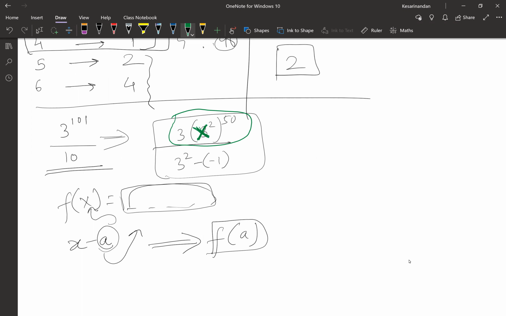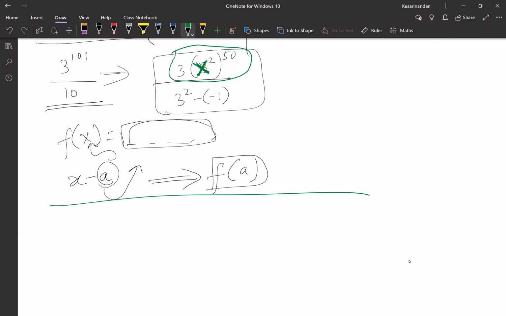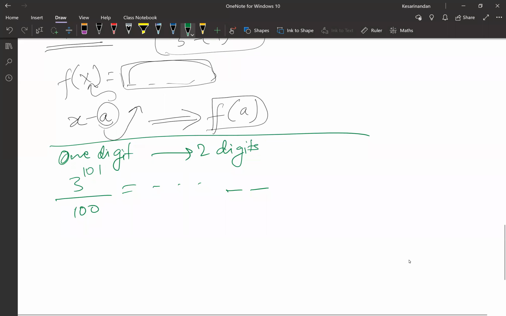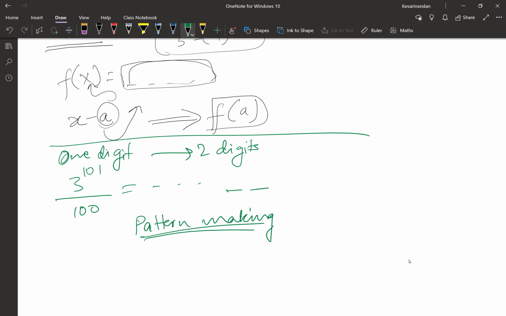Okay, great. Now guys, let's move forward to the last 2 digits problem. Till now we were only stuck with the last digit, the single digit. Now we'll move from 1 digit to 2 digits. Here you will face questions like if the same 3 raised to 101 is divided by 100, what will be your remainder? Or similar questions, you will be asked what are the last 2 digits. And well, pattern making is not so easy here. Some patterns are not available and some are, but still let's see.